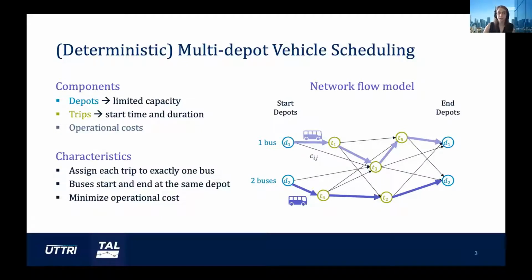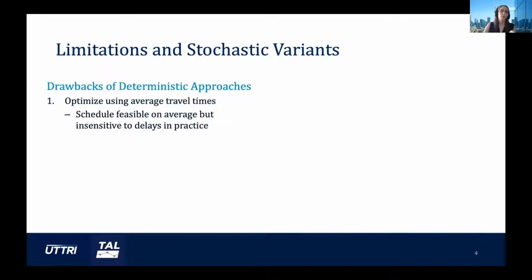So there are several issues when we try to find a good vehicle schedule considering just deterministic data. For example, let's say that the traveling times are just the average times that we have observed throughout the operation. The main issue is that the schedule might be feasible on average and might look very good, but it is sensitive to delays in practice. This can have a lot of complications. You might have trips that are always delayed, so it's not usually very good.